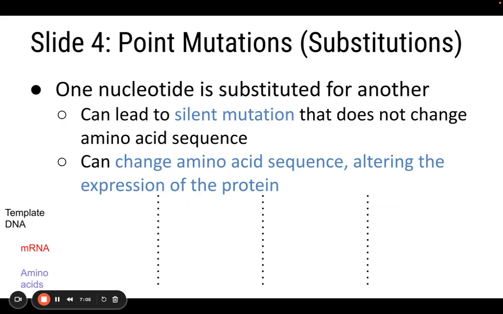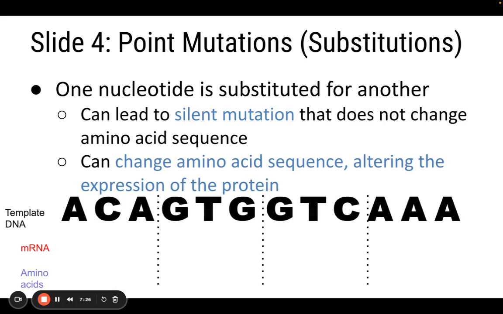So let's look at how different mutation types affect a DNA sequence. In a substitution mutation, you've got one nucleotide that is substituted for another. This can have two different outcomes. You can end up with a silent mutation that does not change the amino acid sequence, or it can change the amino acid sequence, which alters the expression of the protein.